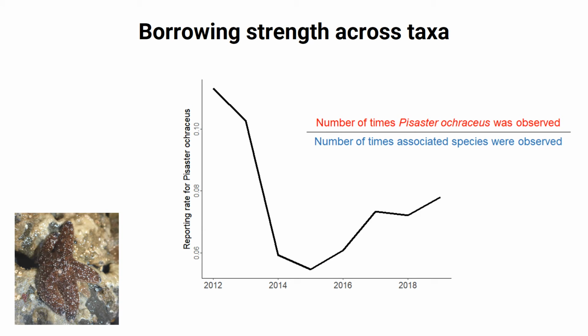Indeed, when we look at observations of the ochre sea star as a function of observations of species associated with it, we get the proportional rate of observation for this species on iNaturalist, also known as the reporting rate. This trend now looks much closer to what we would expect for the species on the California coast, with a large decline in the species numbers due to the strong negative impacts of sea star wasting disease.